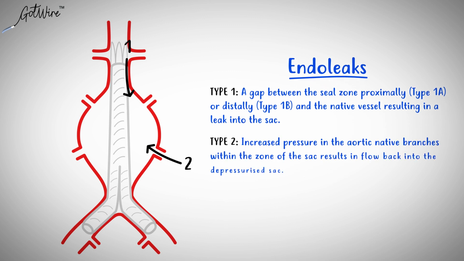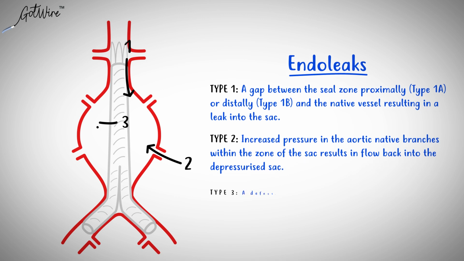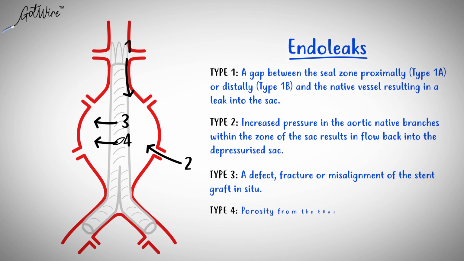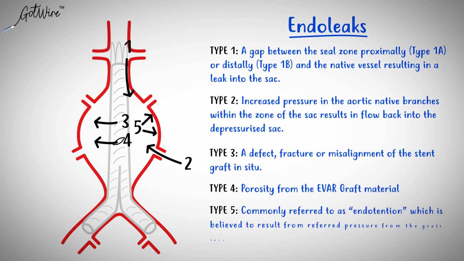Type 2 endoleaks, which this talk will focus mostly on, is when, as a result of increased pressure in the aortic branches within the seal zone, blood flows back into the sac. A type 3 is when a defect, a fracture, or a misalignment of the EVAR graft results in a leak into the sac. Type 4 occurs due to porosity of the EVAR graft material, and this can occur early on or at a later stage in the lifespan of the graft. And finally, type 5, which is commonly referred to as endotension, is thought to be due to referred pressure from the graft and is usually a diagnosis of exclusion.